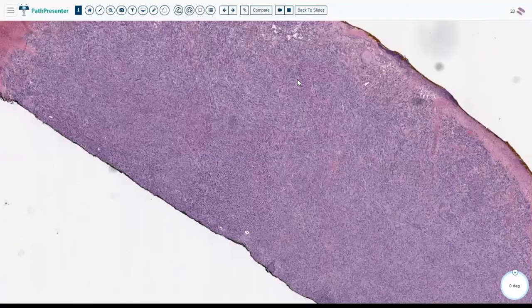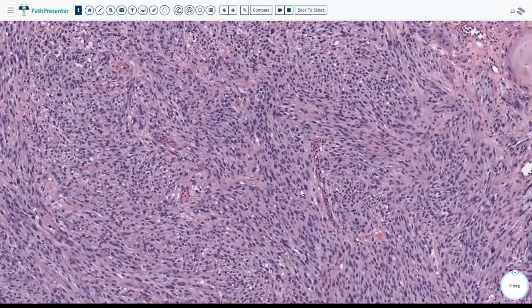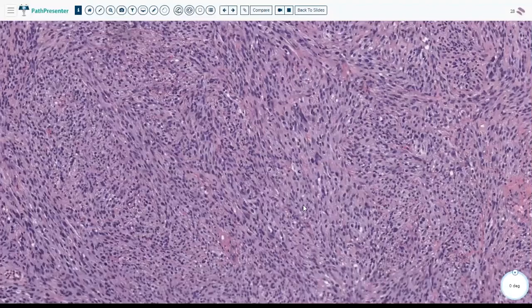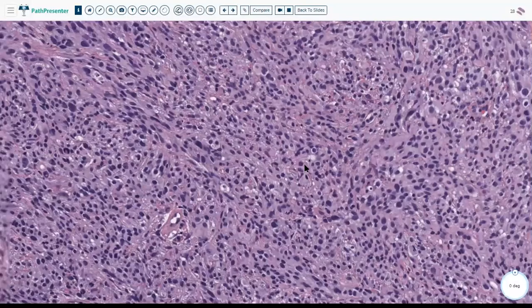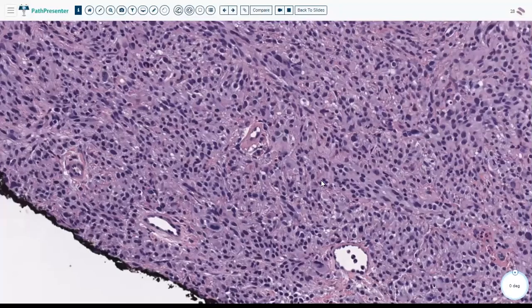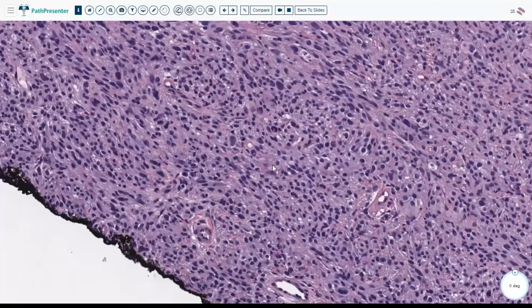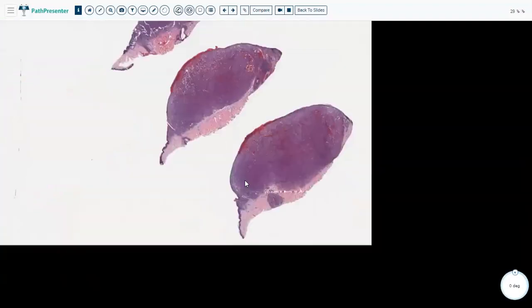So again, you see here a large collection of cells. They are not maturing to the bottom. They're melanocytes. They are large. They are pleomorphic. These are all features of melanoma. You would really hardly mistake this for anything else. So, moving on. Again, features of nodular melanoma here.